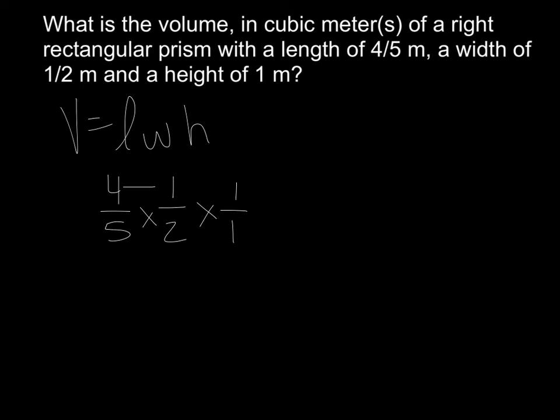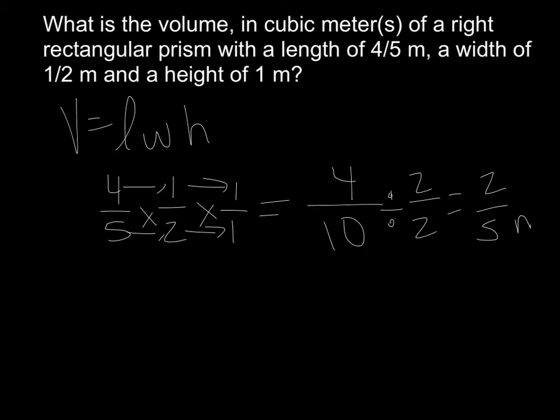If I multiply these numbers straight across, that simply gives me 4/10, and we can simplify this by dividing both the numerator and denominator by 2. Final answer would be 2/5 meter, and again we want to know volume. That's meters cubed. That's 2/5 meters cubed. So that's how you find volume with some fractional measurements that are just fractions and not mixed numbers. Let's take a look at the last one.